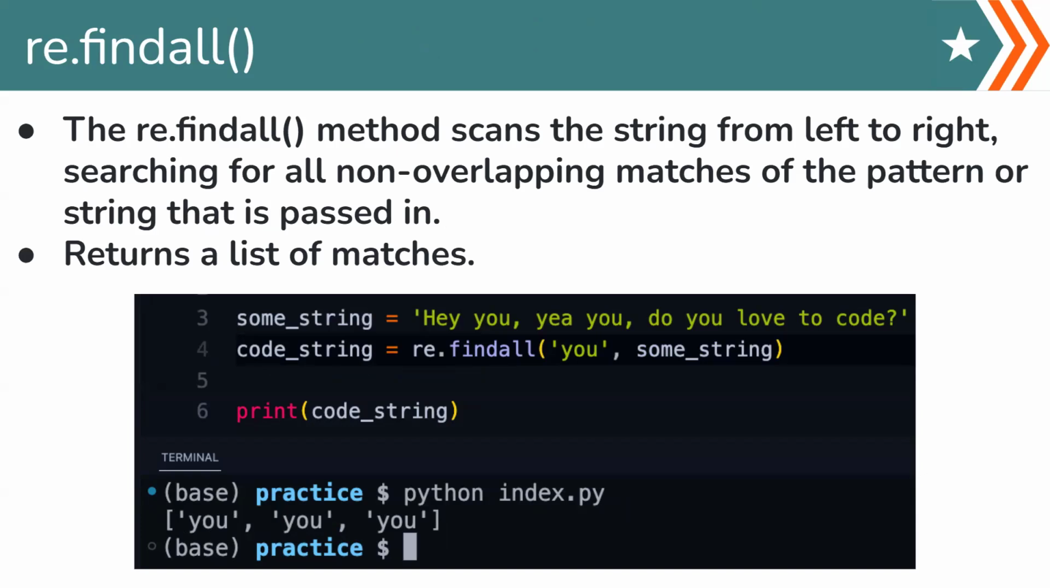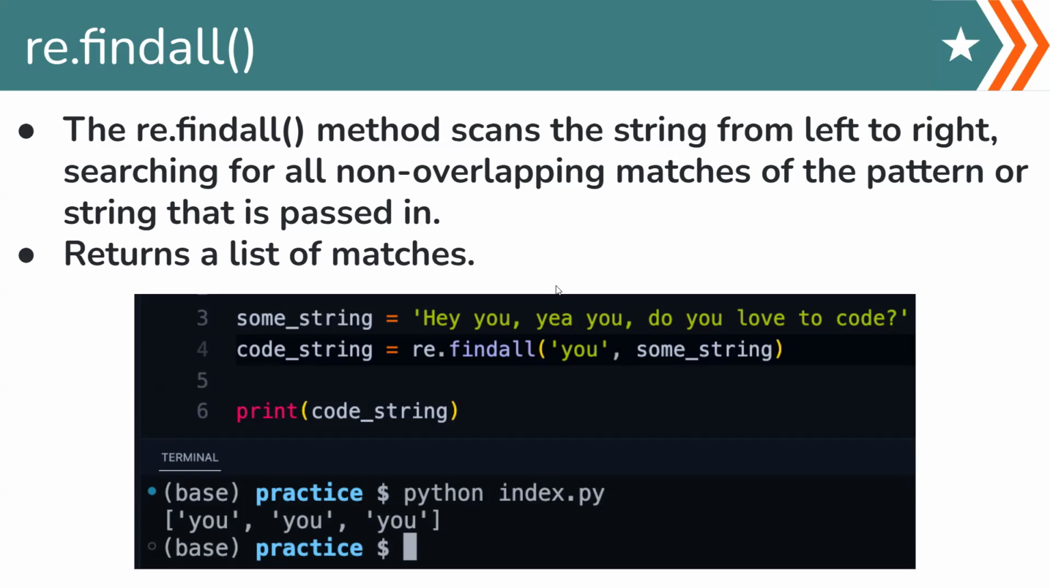So this one, notice here we have "hey, you, yeah, you, do you." "You" appears 3 times, not exactly back to back. There's some space in between them, but it does occur 3 times. You can use findall to see where it appears, right?